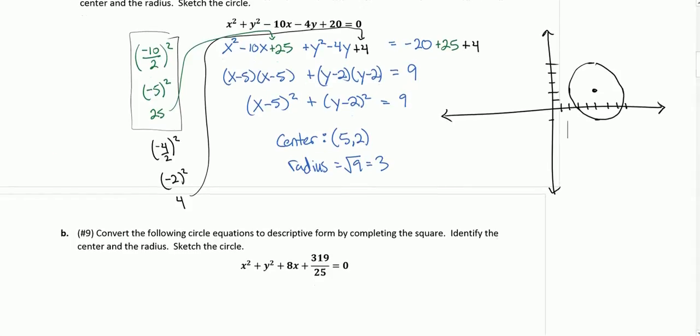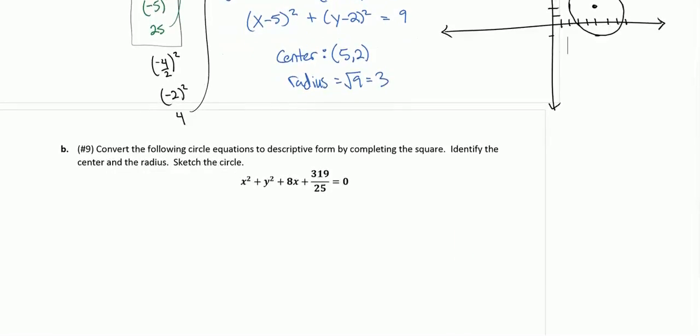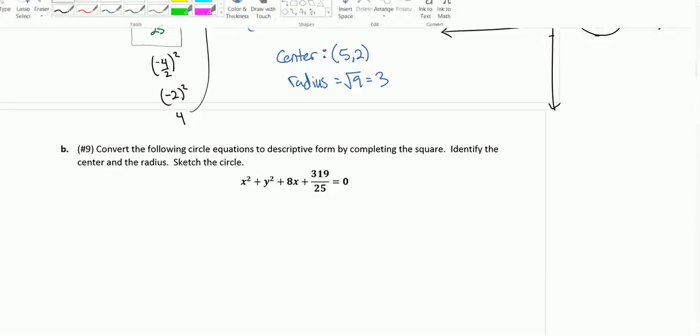Part B is taken from number 9 from our homework, which is to convert the following circle equation to descriptive form by completing the square, identify the center and radius, and again sketch the circle. It's asking us to do the same thing that we did in the last problem. The only difference here is we see this big fraction, and you may be curious, how do we do this with a fraction like this?